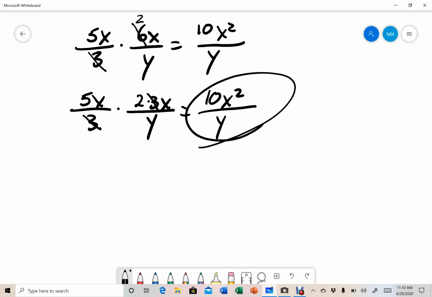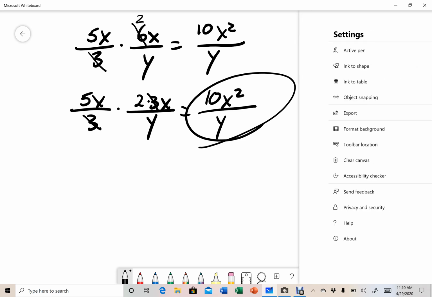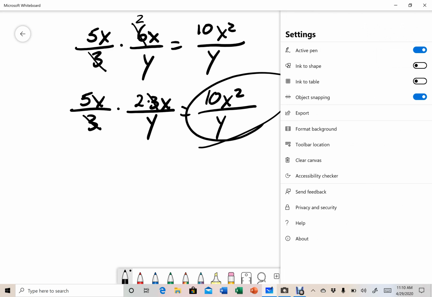So my answer would be this. Now, let me point this out. We're not canceling out any variables here, so there's nothing to set to 0. So for my step number 4, there's nothing to set, no factors to set to equal 0 as excluded values. So in this particular step, we don't have to do that. So my answer would just be 10x squared over y.